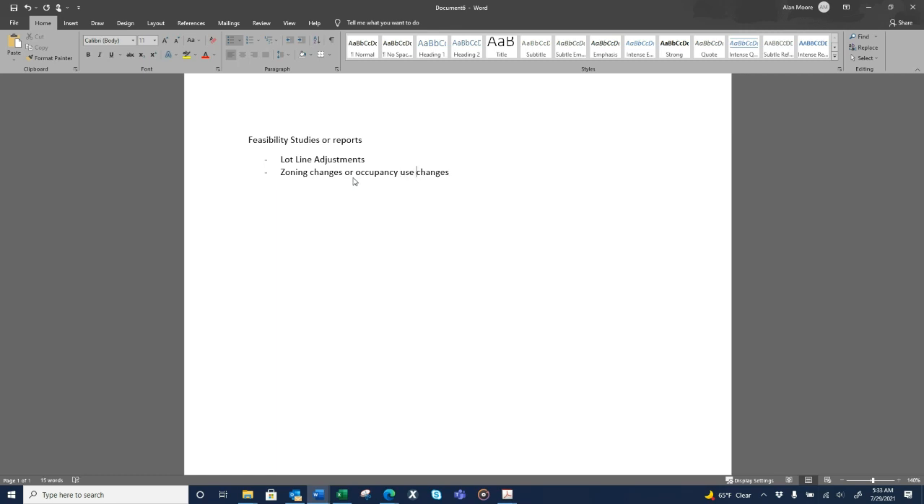Those can be changed. You can submit forms to the city and go through all the process that we go through, and you can change those things. Someone at some point is going to ask us for a zoning change or for an occupancy use change. That is something that we offer.